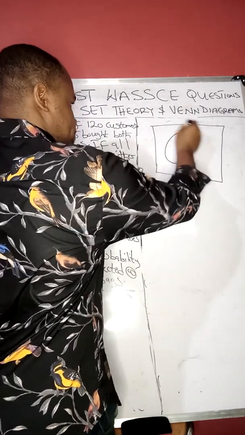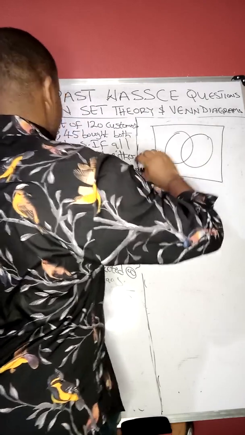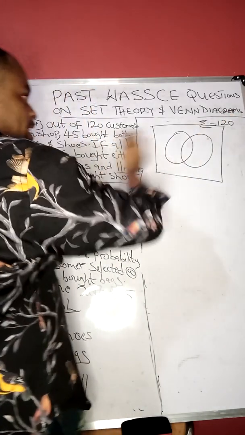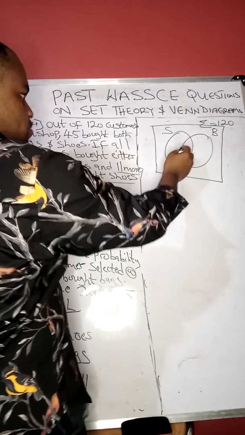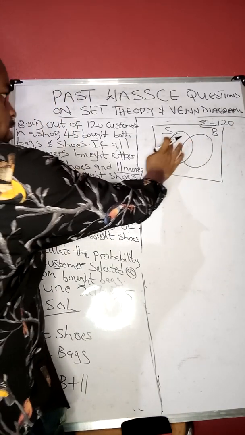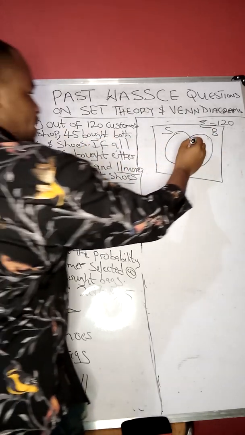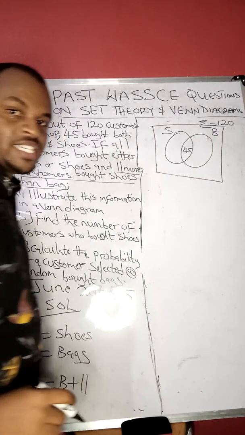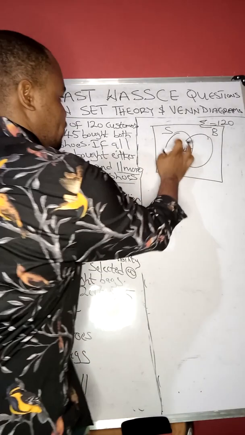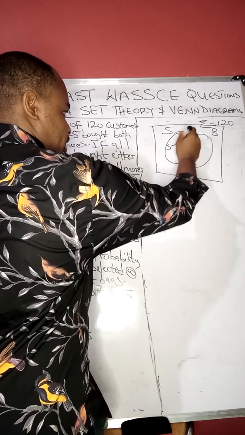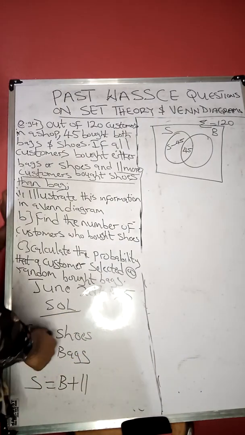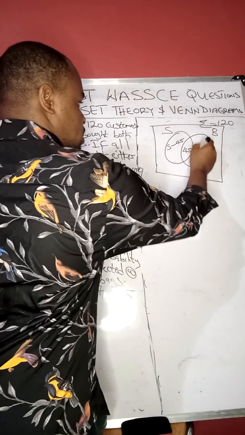Look at this here. The two intersect. Remember, our total number of customers, our universal set, is 120. Now if this is my S and this is my B, the number that bought both shoe and bag is 45. Are you seeing this? 45. So if this is 45, what will be left here? S minus 45. If my S is the total number of people that bought shoes from our definition here, then here will be B minus 45.